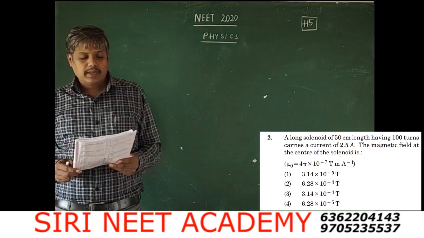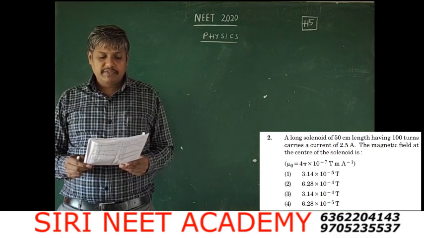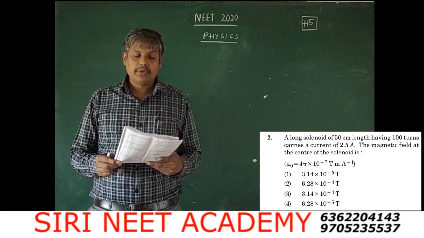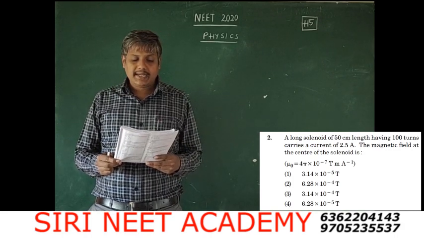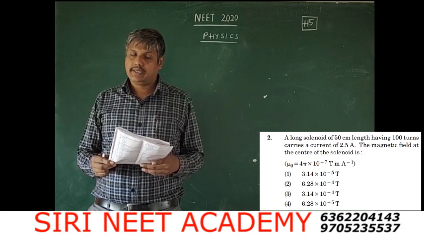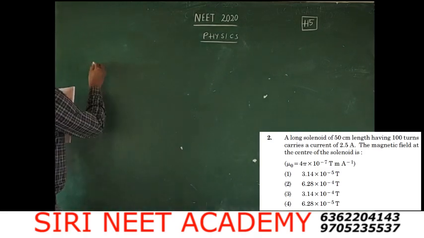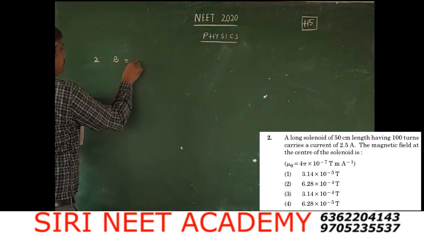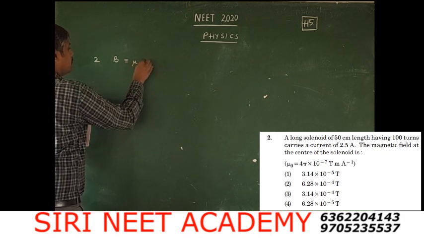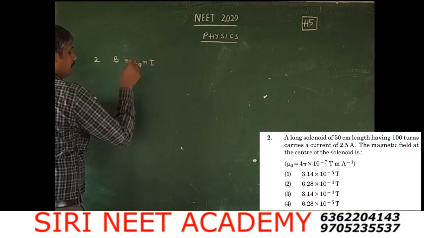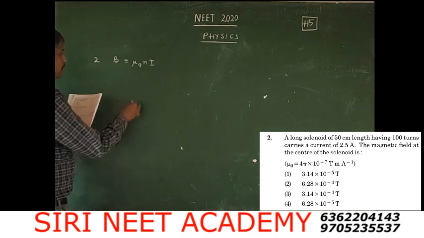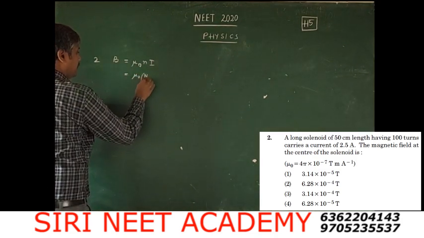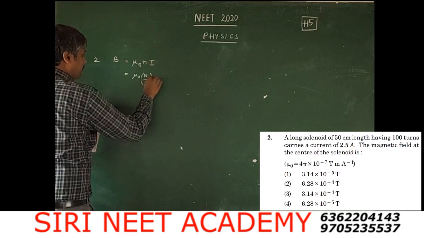Second question: a long solenoid of 50 cm length having 100 turns carries a current of 2.5 amperes. The magnetic field at the center of the solenoid. So we know the magnetic field at the center of the solenoid is given by B is equal to mu naught n I, where n is the number of turns per unit length. So B is equal to mu naught into N by L into I.